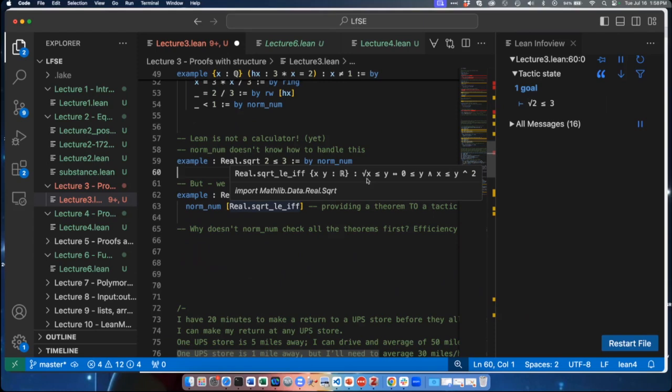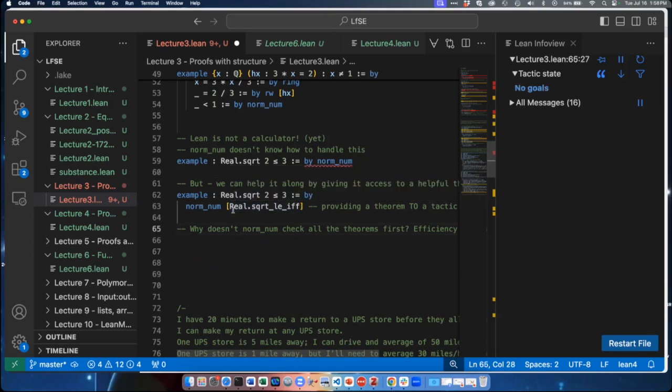But because I can go into Mathlib and I can say, hey, somebody proved that this is true, I can give it one extra bit of a theorem. It adds that to the theorems that it checks might be useful to it solving this goal, and it can do this now, and it couldn't before.